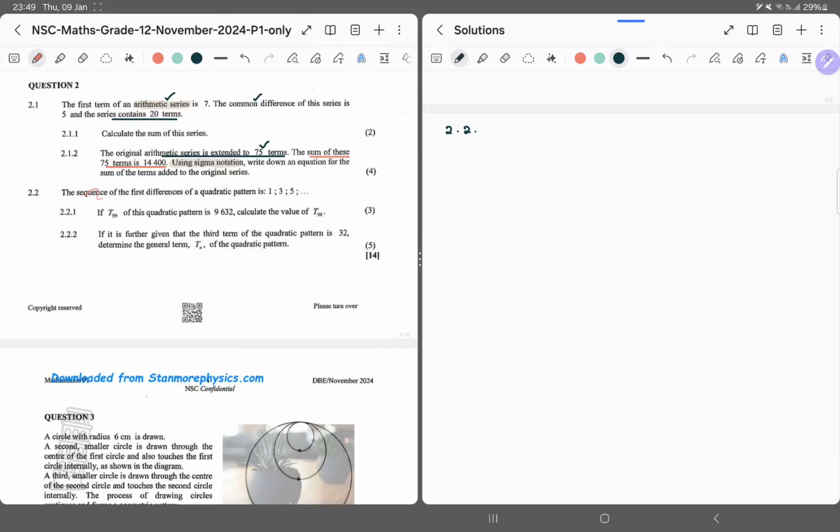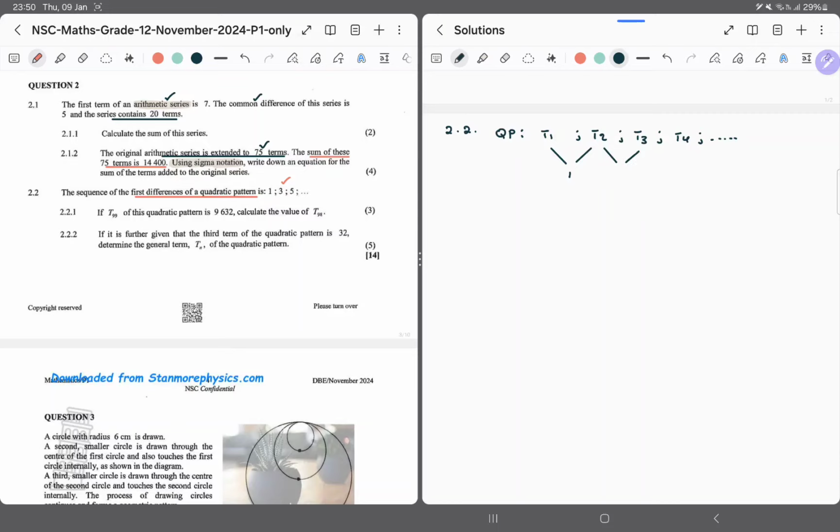Now 2.2 says the sequence of the first differences of a quadratic pattern is as presented. So we can clearly see that we've got a quadratic pattern which we know is going to be T1 going on to T2, going on to T3, going on to T4, and this continues. But we know the difference between the first two terms is going to be the first term of the first differences.